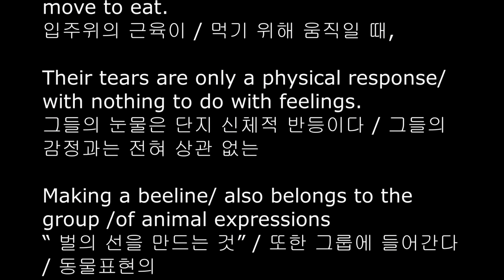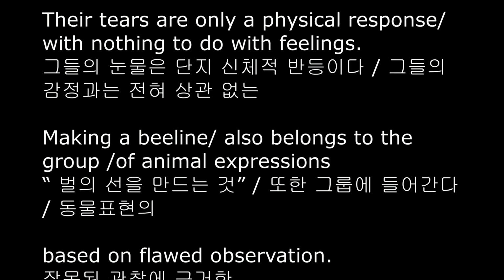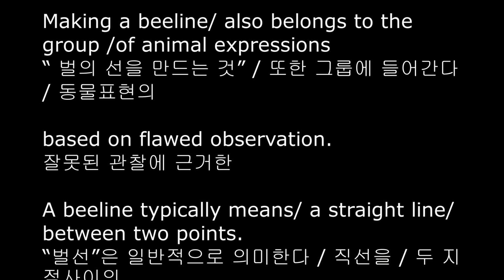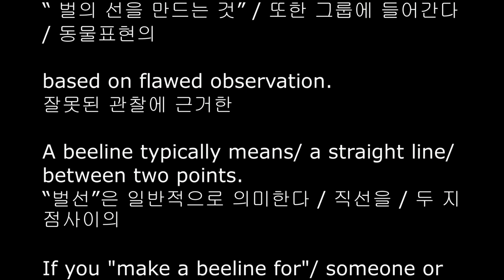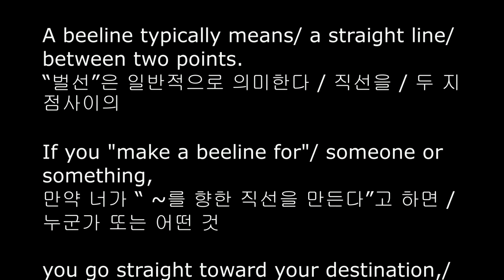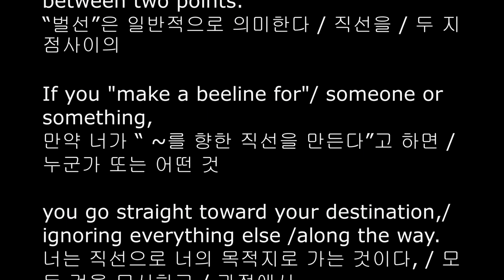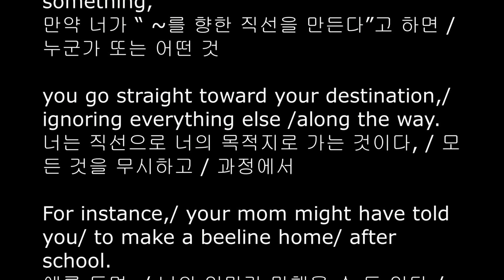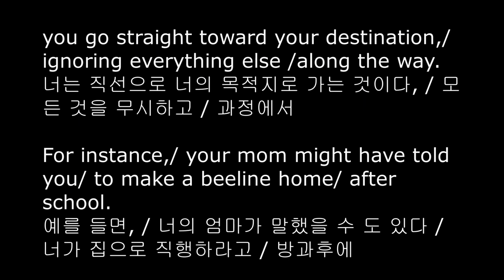Making a beeline also belongs to the group of animal expressions based on flawed observation. A beeline typically means a straight line between two points. If you make a beeline for someone or something, you go straight toward your destination, ignoring everything else along the way. For instance, your mom might have told you to make a beeline home after school.